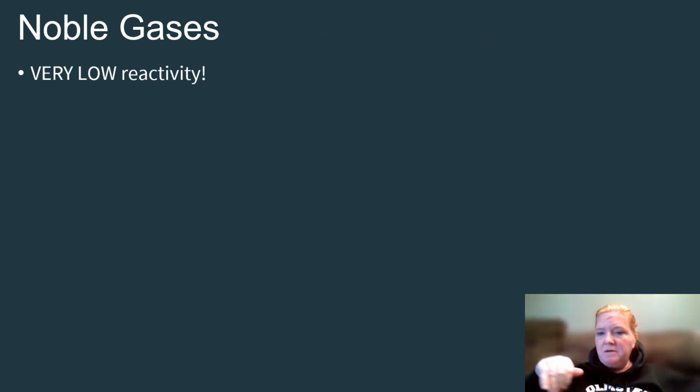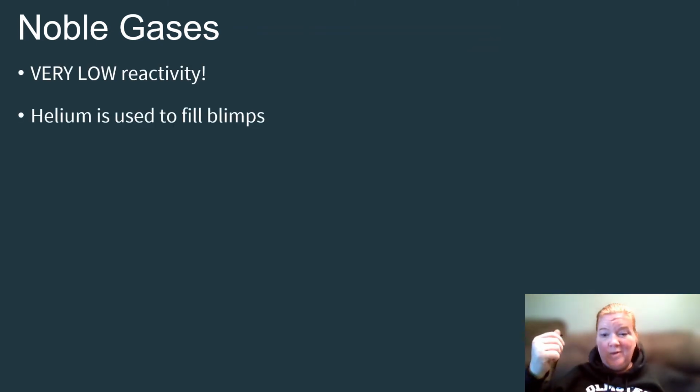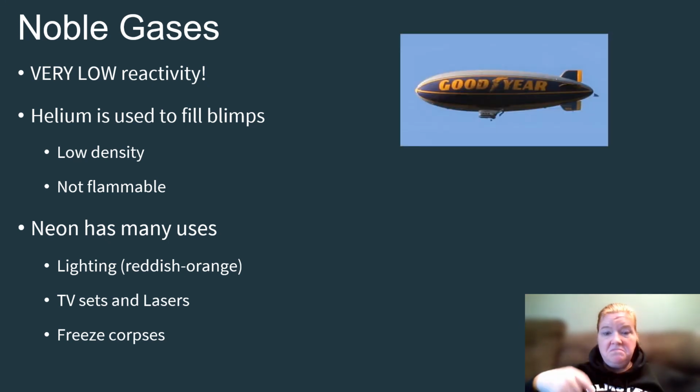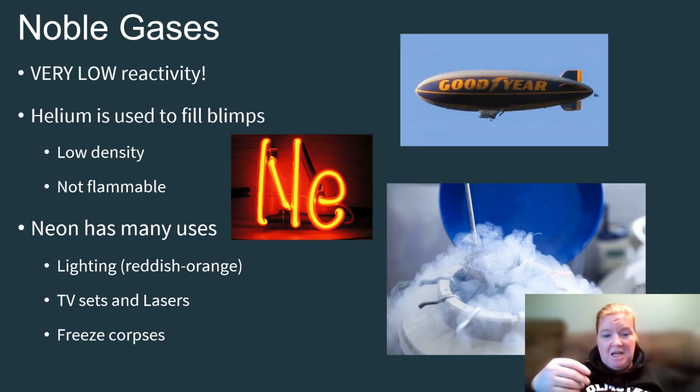What else? Very low reactivity. So we utilize those things to our benefit. Helium is used to fill blimps, so it has a low density, but it's also not flammable. Neon has uses like in lighting, in TV sets, in lasers, freezing corpses. Helium, neon, okay? Very important. And that low reactivity gives them usefulness.